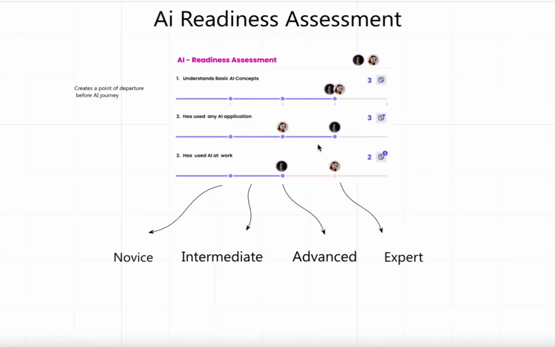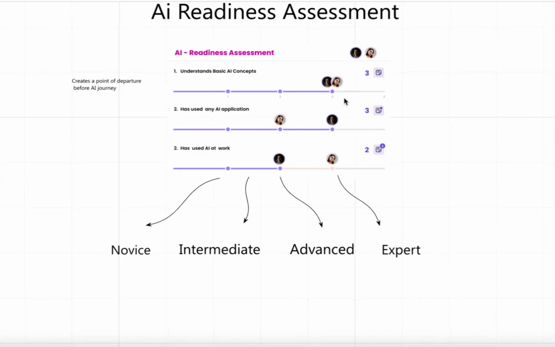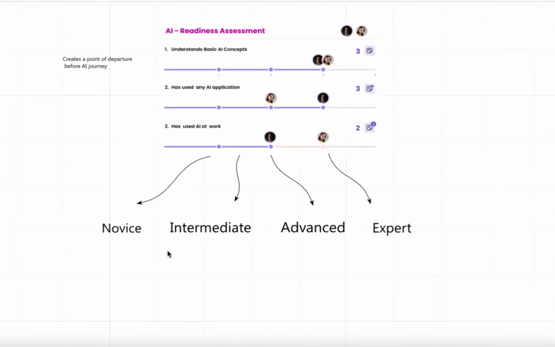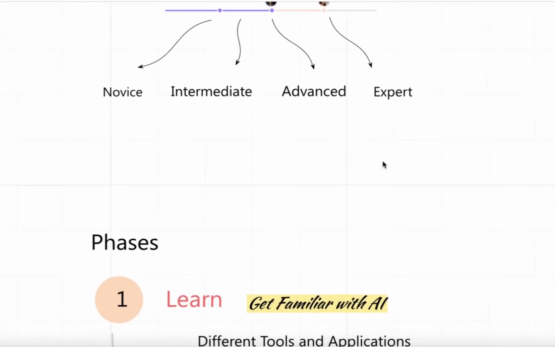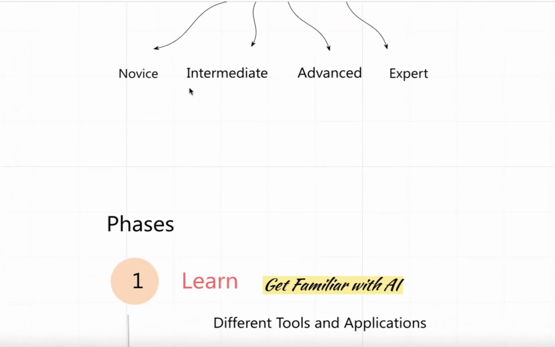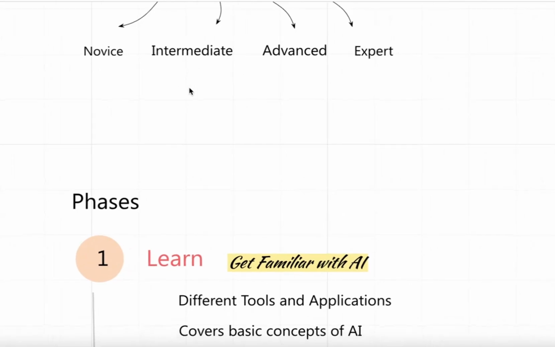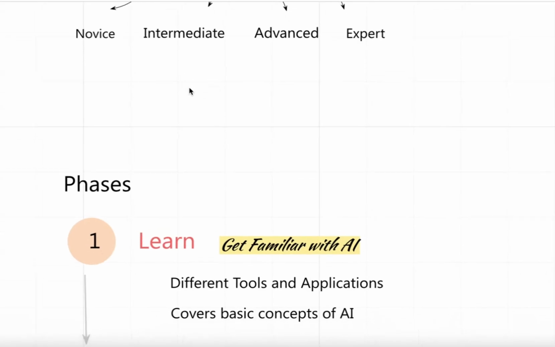The result of this assessment will be four buckets. So people identified into one of these four buckets, which are novice, intermediate, advanced, or expert, depending upon the skills that they already have. Now, these achievements of these tags will help them find different points in the learning journey to move forward from.